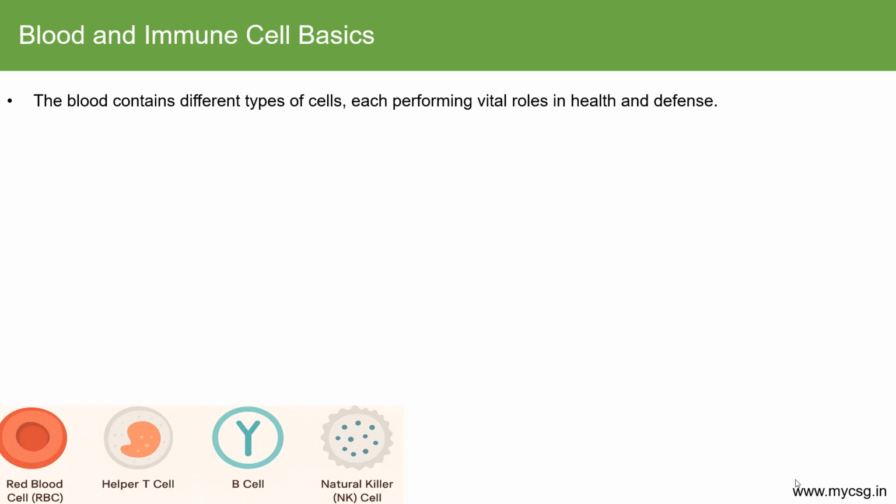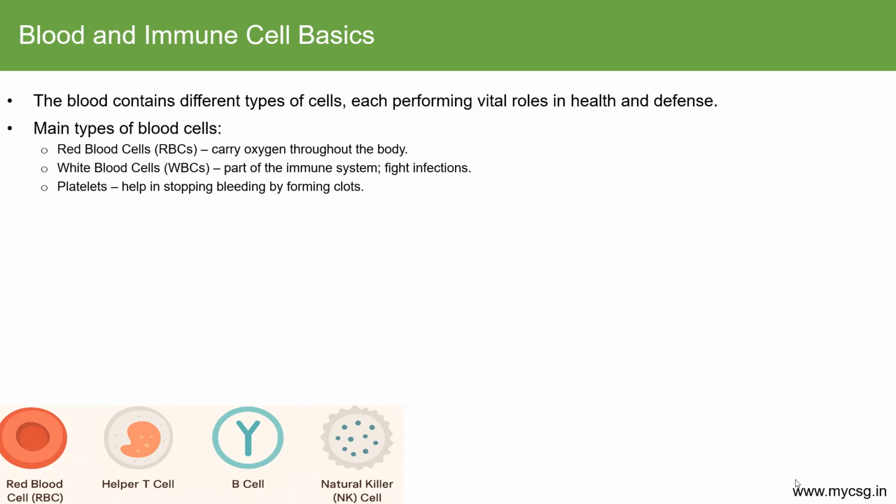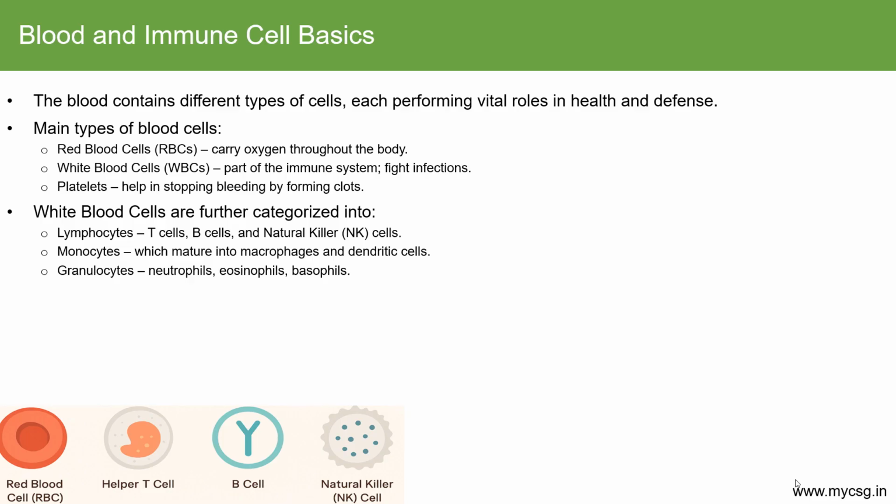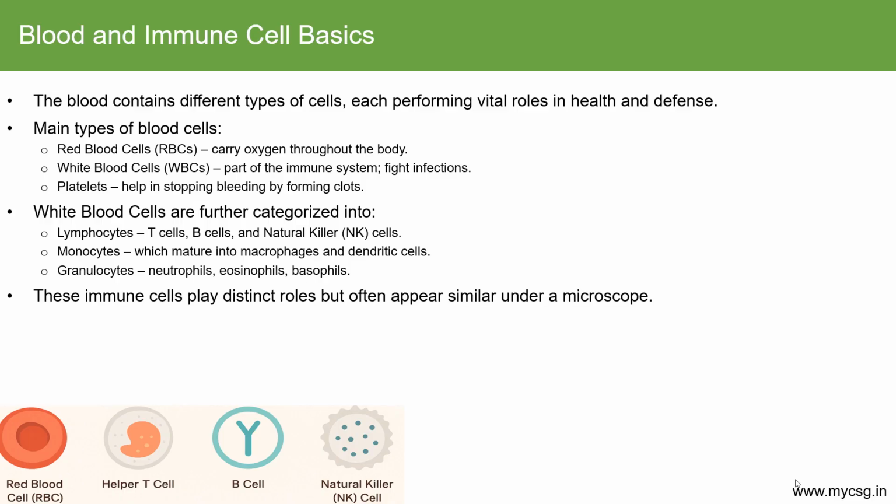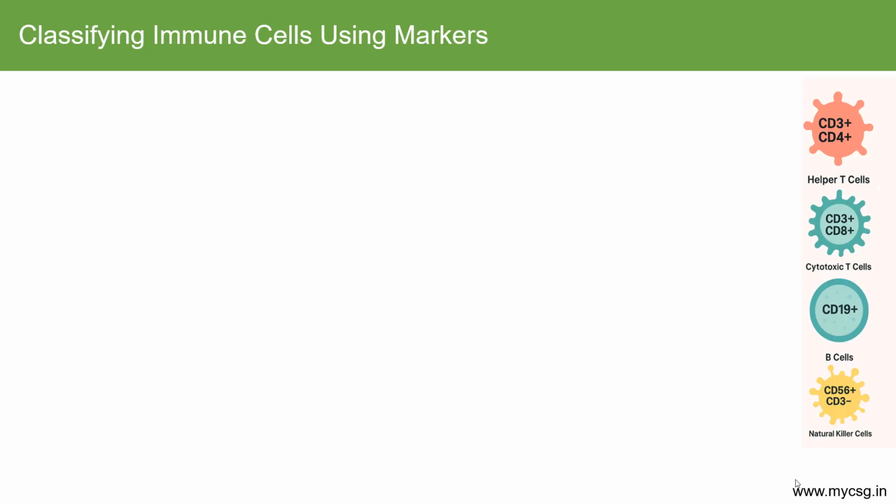Blood contains different types of cells, each performing vital roles in health and defense. The main types of blood cells include red blood cells, which carry oxygen throughout the body. And we have white blood cells, which are part of the immune system and help us fight infections. And we have platelets, which help in stopping bleeding by forming clots. White blood cells are further categorized into lymphocytes, monocytes and granulocytes. T cells, B cells and natural killer cells are part of our lymphocytes, and neutrophils, eosinophils and basophils are part of our granulocytes. These immune cells play distinct roles but often appear similar under a microscope.